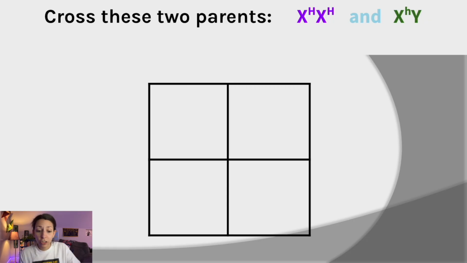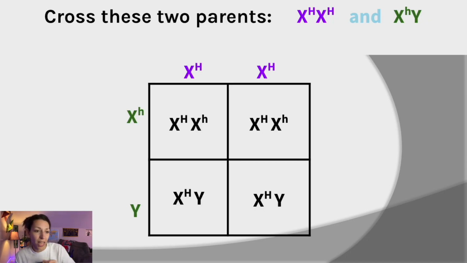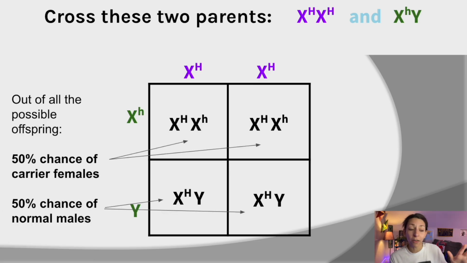So if we were to cross these 2 parents, we would set up the Punnett square like this, and we make sure we write the letters as an exponent, like it shows in their genotypes up at the top. And then just like a regular Punnett square, we'll carry down the letters, bring them across to see the possible combinations for the offspring. So in this case, out of all the possible offspring, there's a 50% chance that this couple will produce females who are carriers for color blindness but do not have color blindness themselves, and a 50% chance that they will have offspring who are males who are normal. They don't carry any of the colorblind alleles.